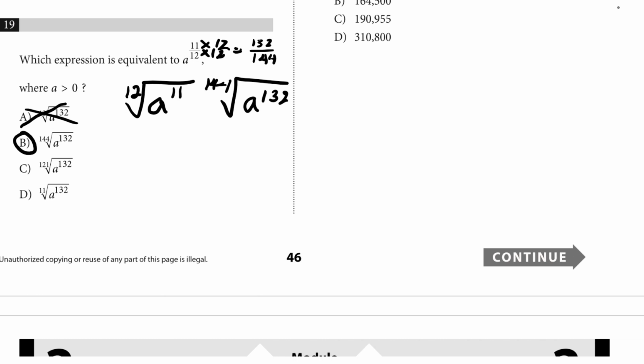For C, they're backwards. They multiply top and bottom by 11, but they wrote the 11 on the outside and 12 on the inside, so it can't be C. And then D, they have 11 on the outside, which we know is wrong.